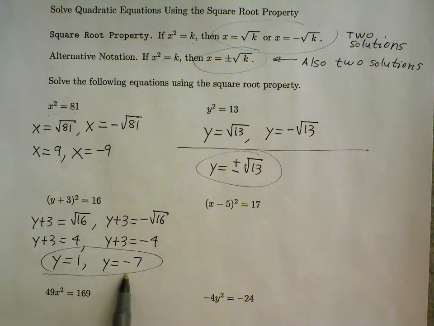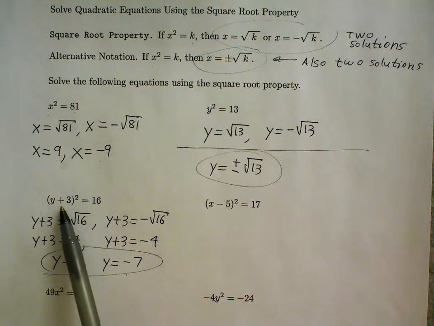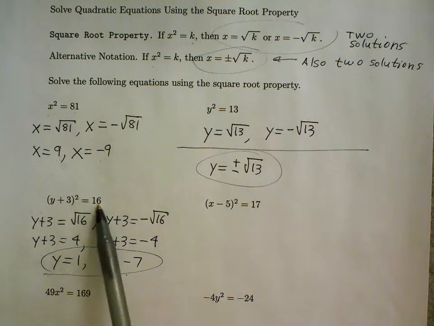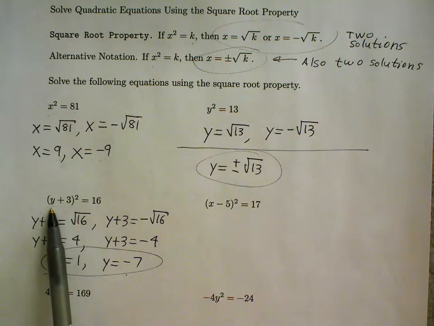These two solutions are pretty easy to check visually. When y is 1, inside the parentheses, 1 plus 3 is 4, and 4 to the second equals 16 is true. When y is negative 7, inside the parentheses, negative 7 plus 3 is negative 4, and the number negative 4 squared is also positive 16.